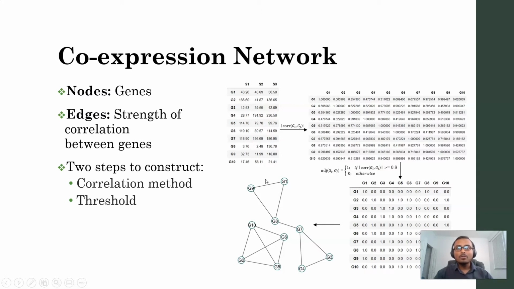And there are 2 steps to construct a co-expression network. The first is to apply a correlation method, and the second is to apply a threshold. So in this example of 3 samples and 10 genes, at first Pearson correlation is applied, and after that a threshold of 0.8 is applied to construct the adjacency matrix. From there we have our co-expression network.